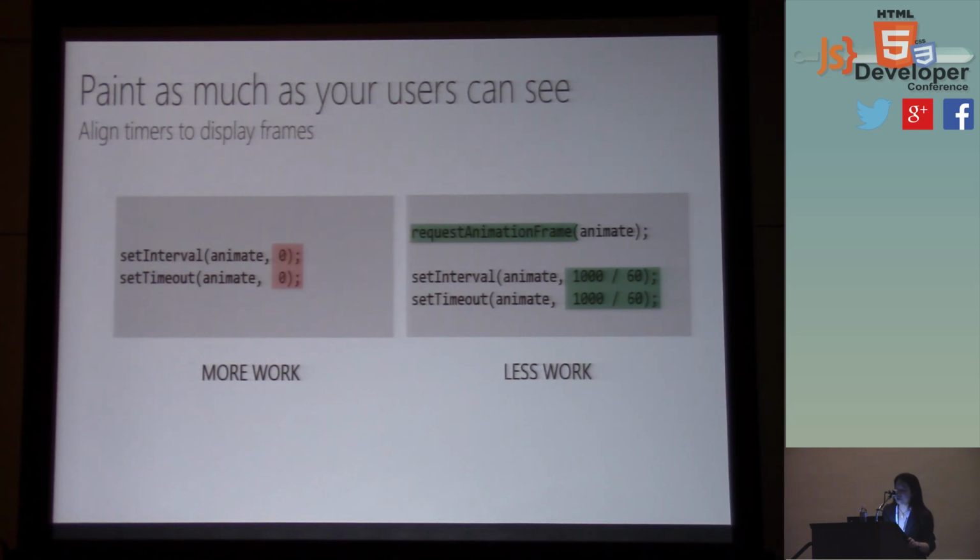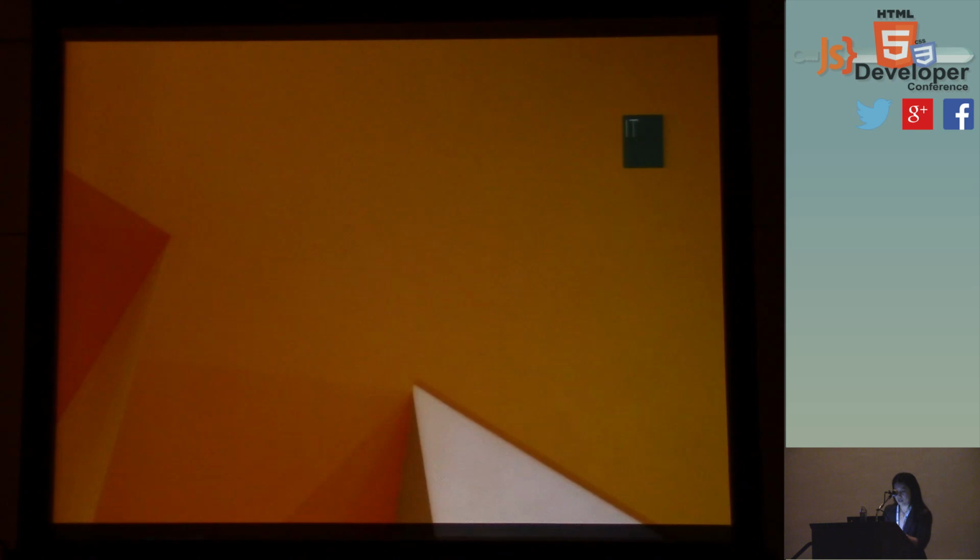Okay, so the right way to do it is requestAnimationFrame, and then in the setInterval or setTimeout, put 60 frames per second. So this is about 60 milliseconds. So every 60 milliseconds, I'm going to do the animation. That makes more sense, right? So let's actually take a look at our code and change it.